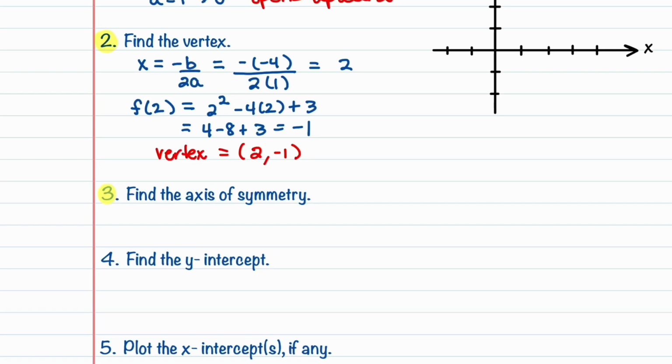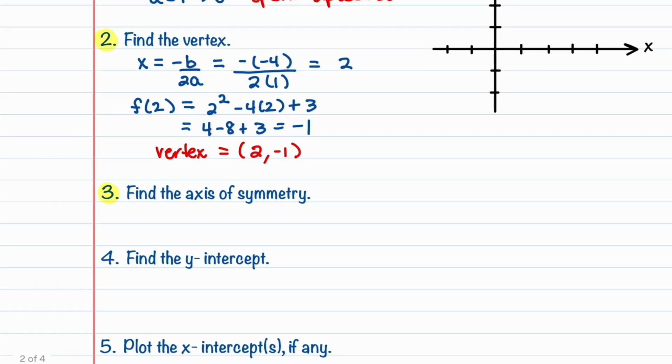The next step is to find the axis of symmetry. We don't really have to do much work for this because we've already found minus b over 2a. So let's just write down the formula. x is minus b divided by 2a, and we've already found that that was equal to 2. So we can just say that our axis of symmetry is x is equal to 2.